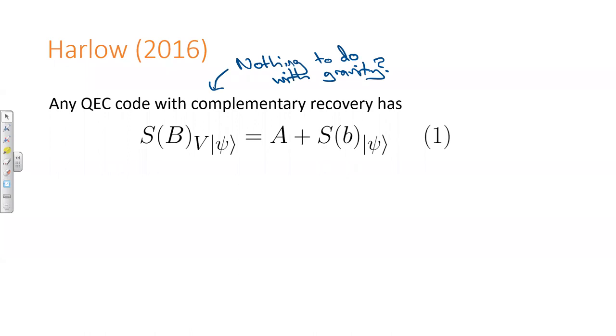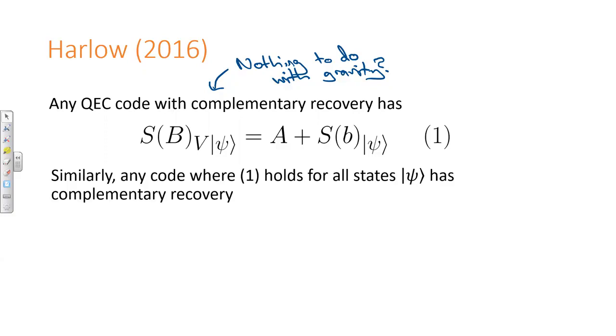Seemingly this complementary recovery doesn't have anything to do with gravity. It's just a fact about quantum error correction. But we get out this thing that looks an awful lot like the formula we had in gravity. In fact, the converse is true. If we have some code, some isometry V from little b bar to big B bar, such that this equation is satisfied for any state, then it will have quantum error correction, it will have complementary recovery.